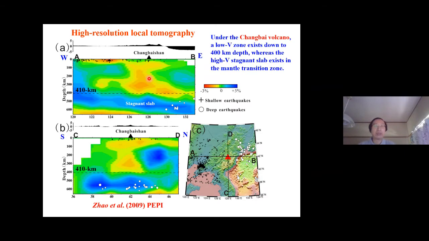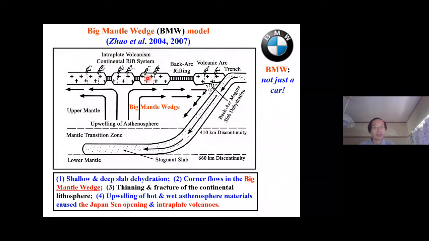Based on these geophysical results, mainly seismic tomography, in 2004, more than 16 years ago, we proposed this big mantle wedge model. We think a big mantle wedge has formed in the upper mantle and the upper part of the mantle transition zone above the stagnant Pacific slab. Several processes have occurred in the big mantle wedge, such as shallow and deep slab dehydration, corner flows, and hot and wet upwelling flow. The fracture of the continental lithosphere and upwelling of the hot and wet asthenospheric materials cause the Japan Sea opening and also the intraplate volcanoes, such as Changbai and Wudalianchi volcanoes in northeast China.